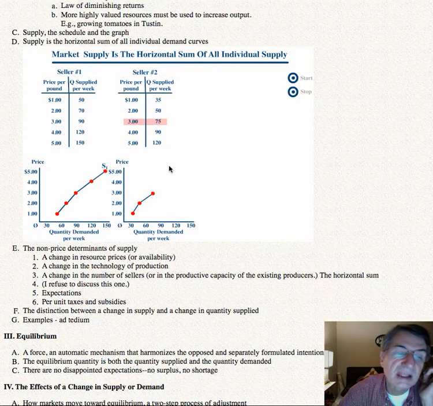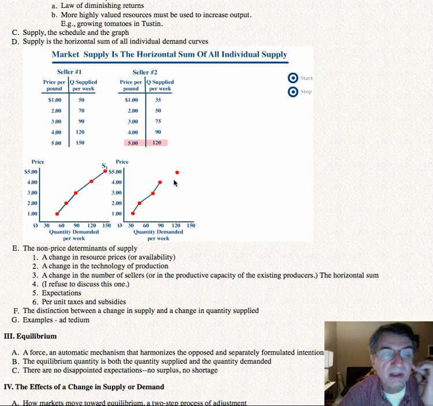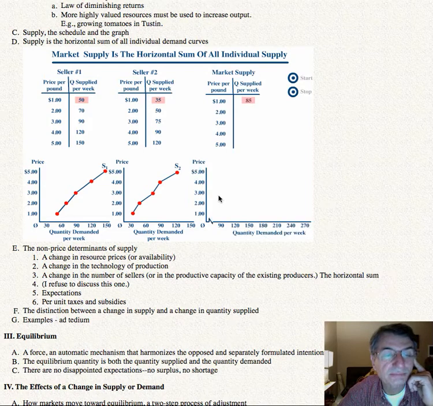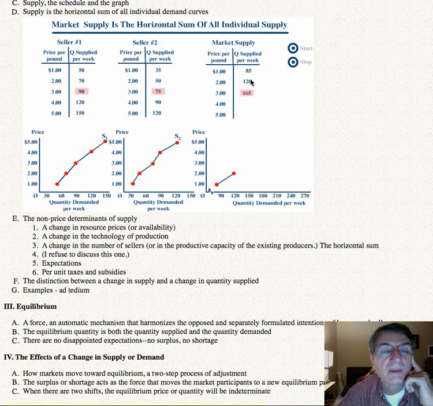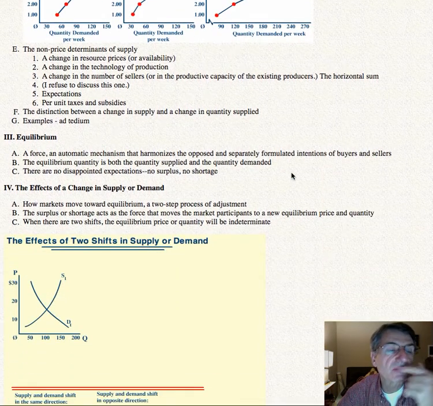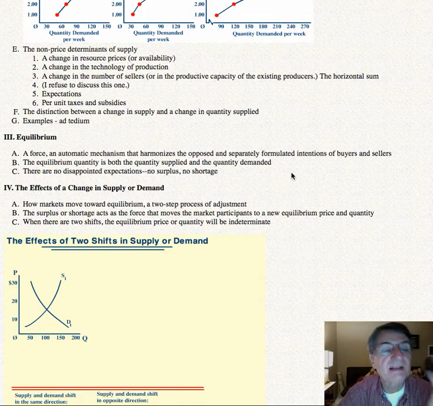Anyway, you'll see that the quantities at each possible price of these two supply curves are going to be added together, and then we will get market supply. It's kind of pokey. Anyway, market supply is the summed quantities of these two sellers at each possible price, and then we plot it on the graph here. So that's the difference between shift and that's market supply, which is the horizontal sum.